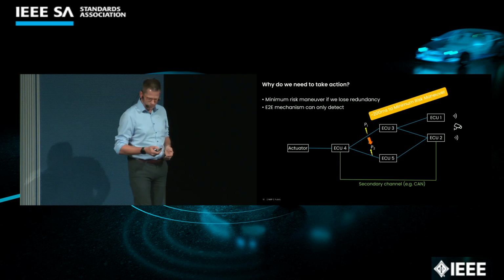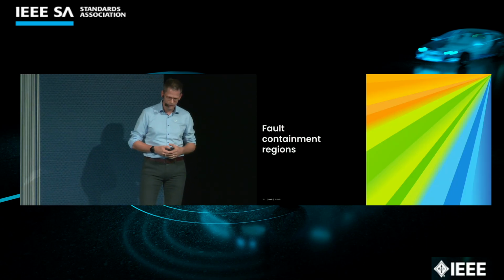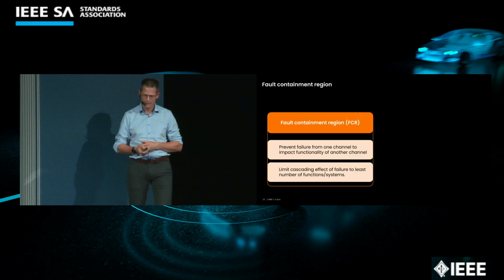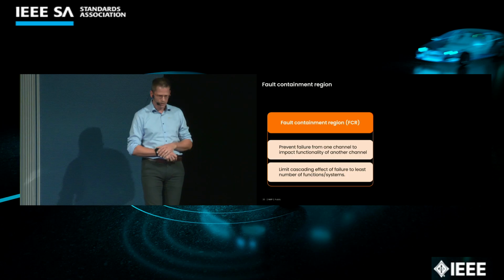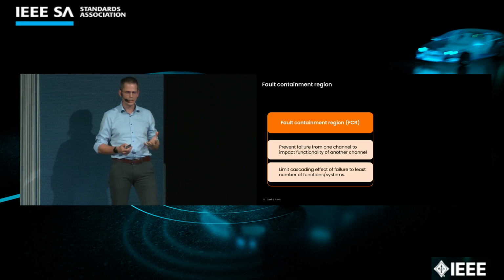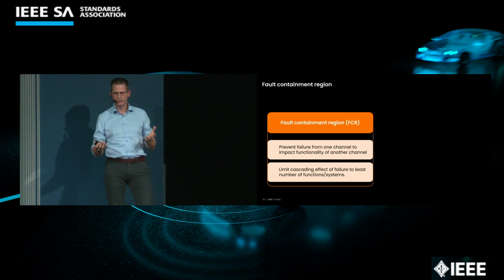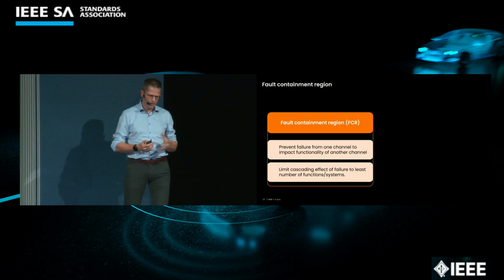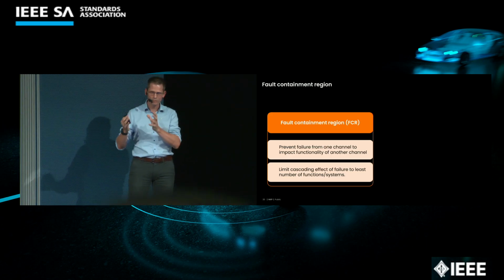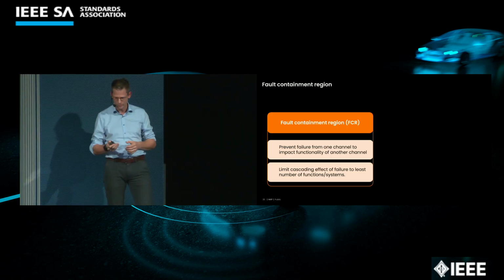So what can we do? As I also said in the beginning, we can use fault containment regions. That's one means to overcome this. Generally, a fault containment region is a method to prevent a failure from one channel or one part of the network from impacting the functionality of another channel. So we just try to separate it. We want to limit the cascading effect of a failure to a low number of functions, so that most of the functions remain and we can rely on them.